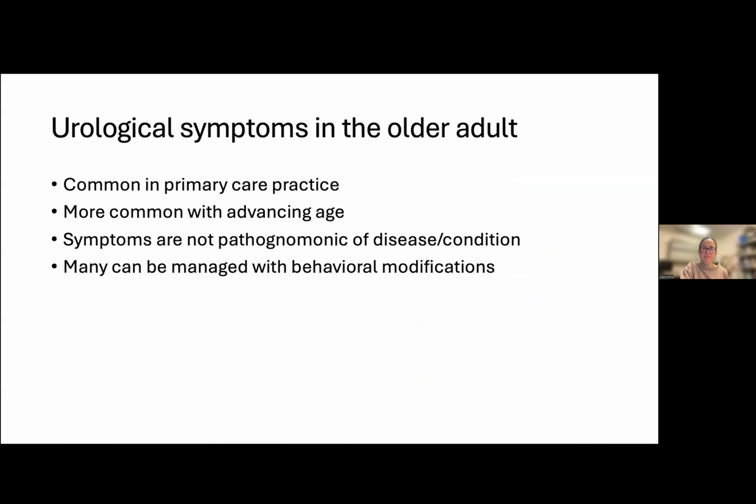So to finish up, urological symptoms in the older adult are common in the primary care practice, and more common with advancing age. Symptoms are not associated with a particular disease or condition. We didn't talk about any of the conditions, urinary tract infections, BPH, overactive bladder. Symptoms can cross over the different conditions, but many urological symptoms can be managed with behavioral modifications. All right. So that's the end of my presentation.